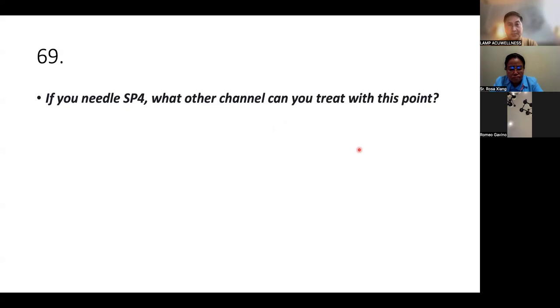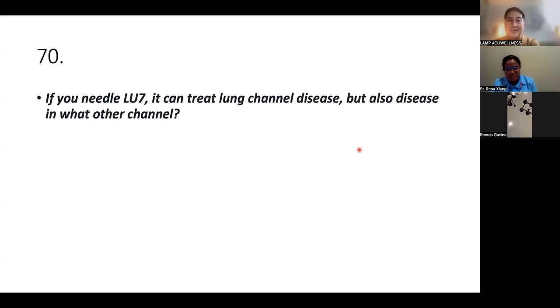Spleen 3. Okay, if you needle spleen 4, what other channel can you treat with this point? The three leg yin. Spleen 4 is the Luo-Connecting point, right? If you needle spleen 4, it can also treat the stomach channel. If you needle spleen 6, it can also treat kidney and liver. Is it Luo-Connecting, right?